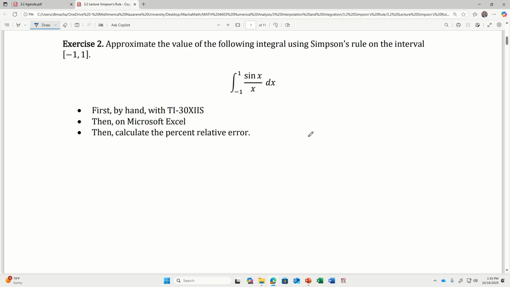So let's approximate the value of the following integral using Simpson's rule on the interval from -1 to 1. So a is -1, b is 1. What's my midpoint? 0. So what is f of -1?